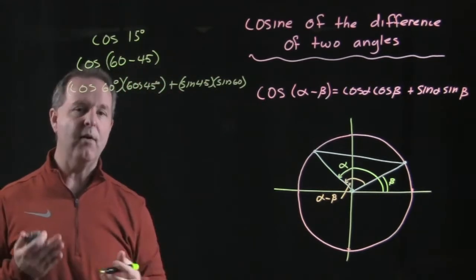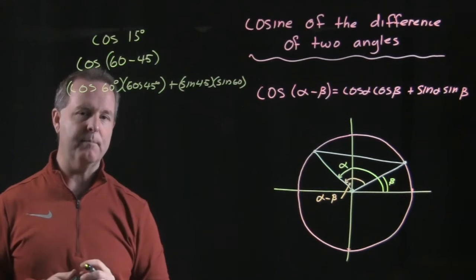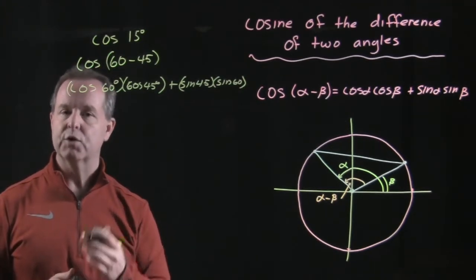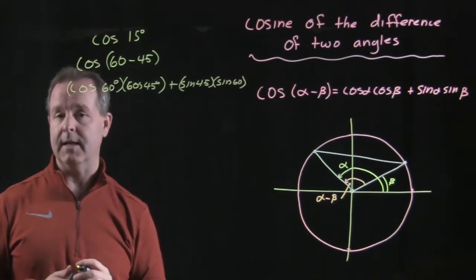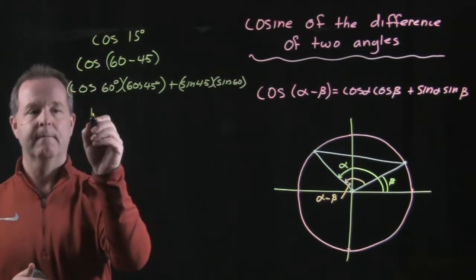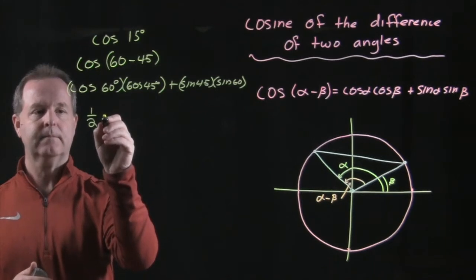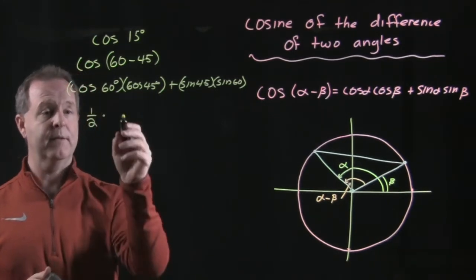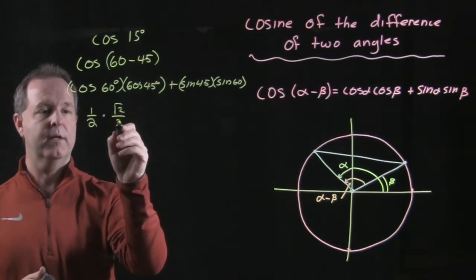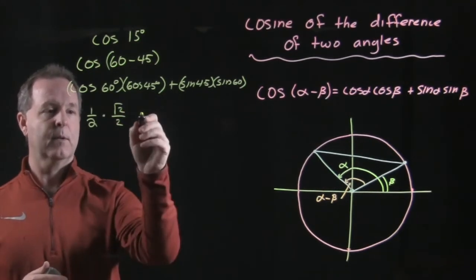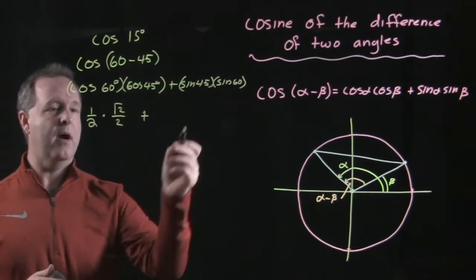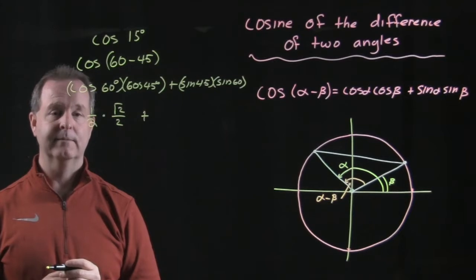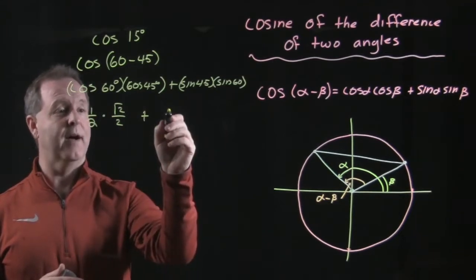All right, now here's what we need to figure out. This might be the hard part, unless we're starting to remember what some of these specific angles were. What was the exact value of the cosine of 60? That was 1/2, times the cosine of 45. What was the exact value of the cosine of 45? That was root 2 over 2. Plus, I'm going to do the sine of 45. What's the sine of 45? It's also the same thing as the cosine of 45.